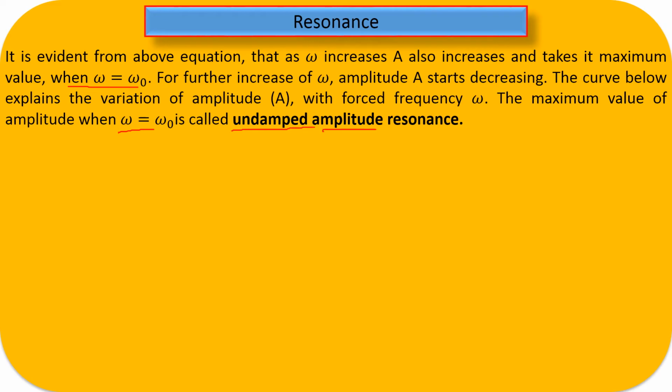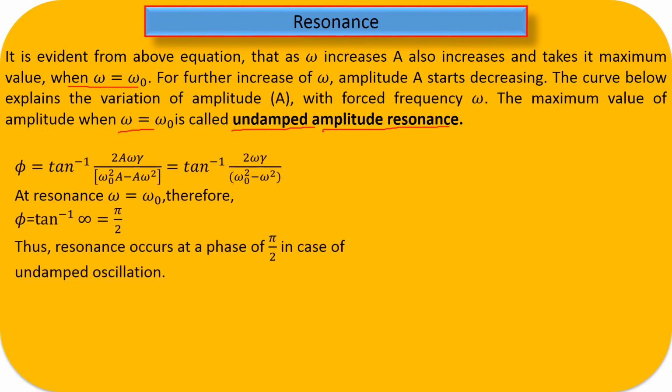Undamped amplitude resonance, because here what we have done, the gamma we have made 0, so your natural frequency has become equal to your force frequency without any disturbing medium, that is any resistive medium, and in that case the amplitude is getting maximum, and that is called your undamped amplitude resonance.